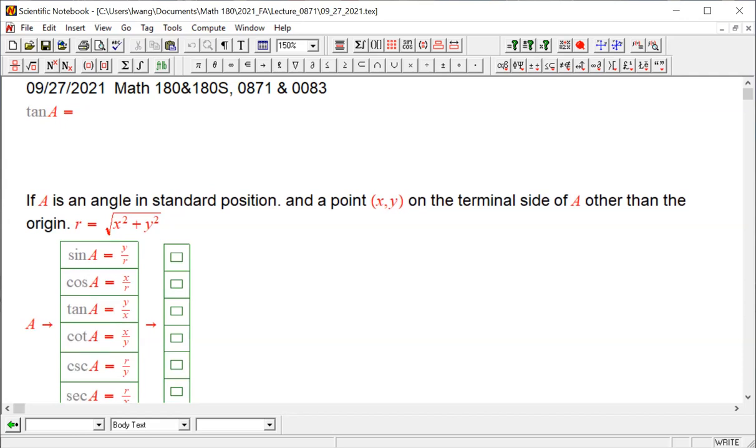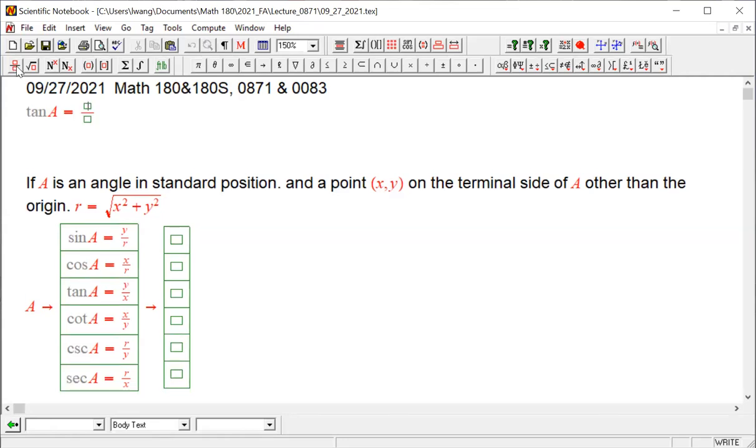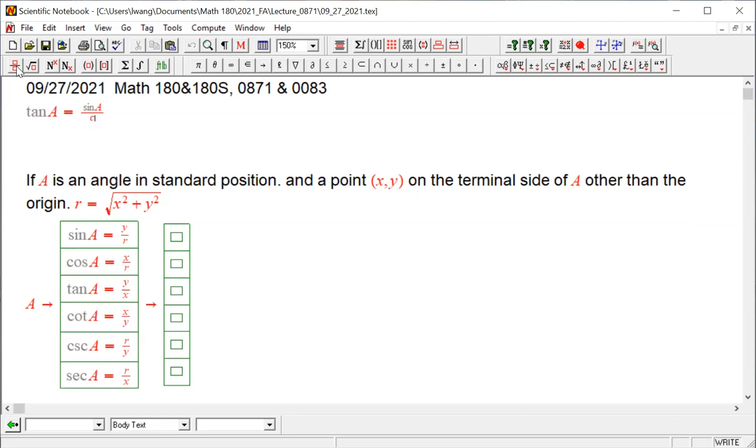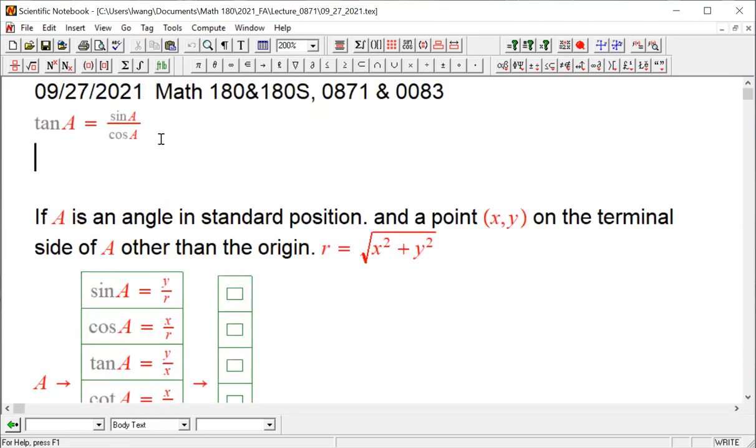There are many approaches to this, but I recently used this approach, and I think it will make it easier for you. Everybody knows this fact, right? Tangent A is sine of A over cosine of A. Does everybody agree? From the definition, tangent is sine A over cosine A. Do you want me to derive that for you? You agree, okay.